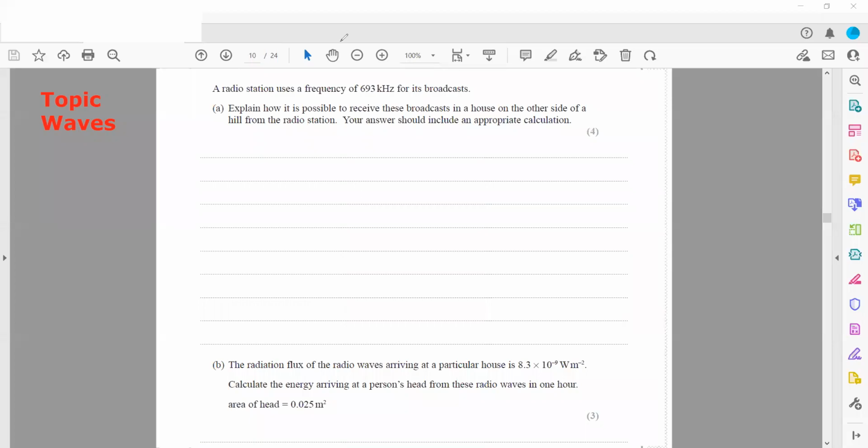This question is related to waves. The radio station uses a frequency of 693 kilohertz for broadcast. Explain how it is possible to receive this broadcast on the other side of a hill from the radio station. So this is about the diffraction of the wave.